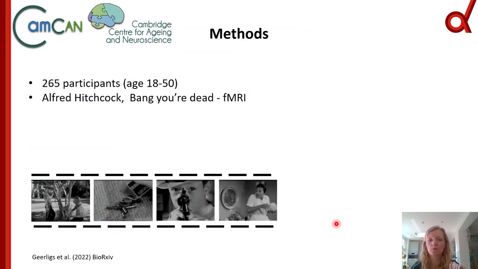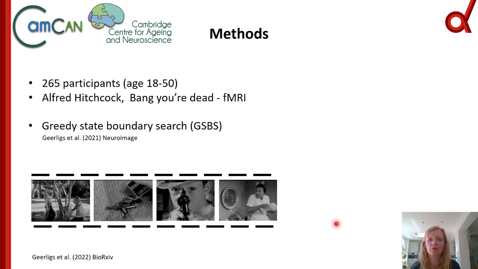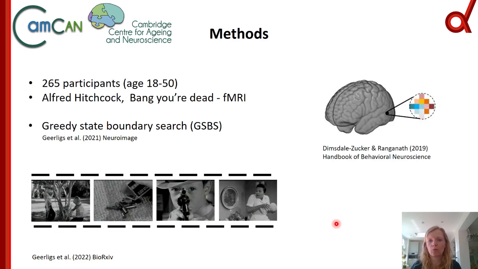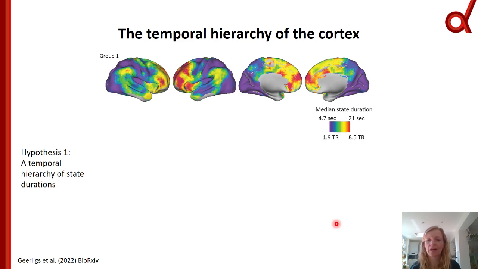So we tested this with data from the Cambridge Center for Aging and Neuroscience. We had 256 participants who all watched a short movie by Alfred Hitchcock called Bang, You're Dead. And we used the greedy state boundary search algorithm that we developed to detect these neural state boundaries. We did this in small searchlights that we moved across the entire cortex. And here are the results.